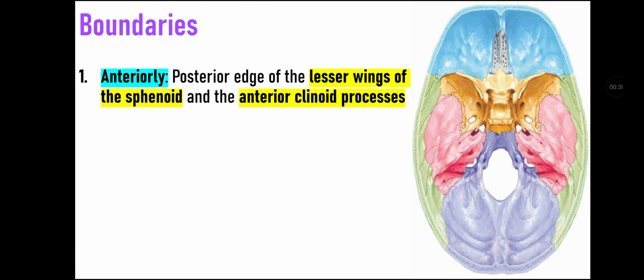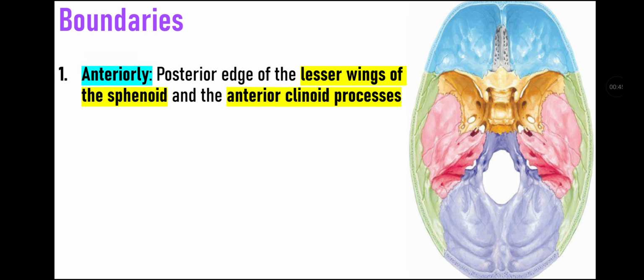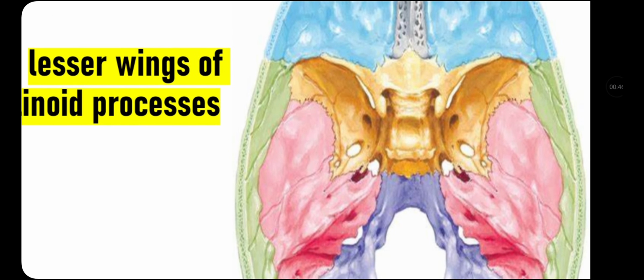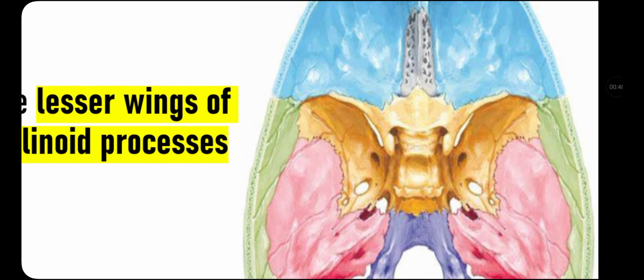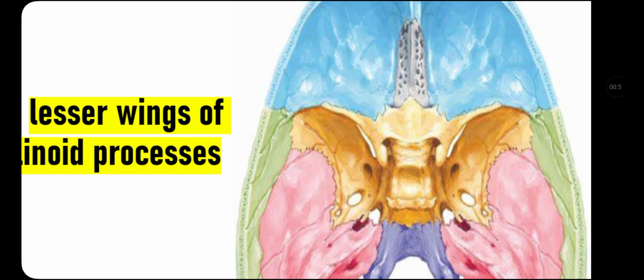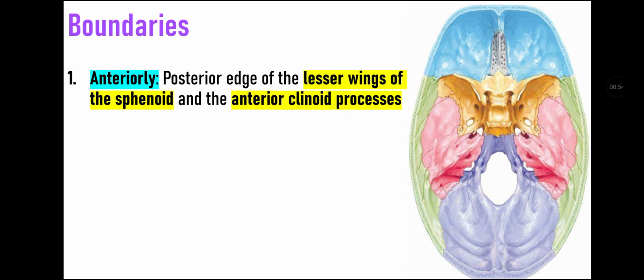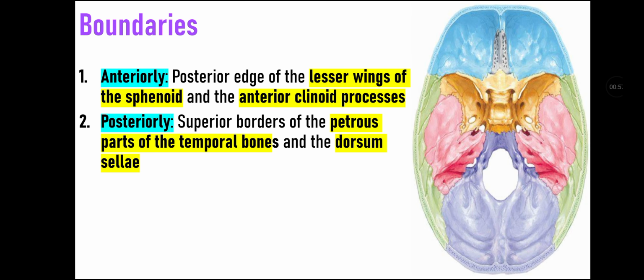Talking about its boundaries, it is bounded anteriorly by posterior edge of lesser wing of sphenoid and the anterior clinoid process, as you can see in diagram. The hook-like structure is the anterior clinoid process and the lateral areas are by the lesser wing of sphenoid bone. Next boundary is posterior boundary, that is superior formed by superior border of petrous part of temporal bone.